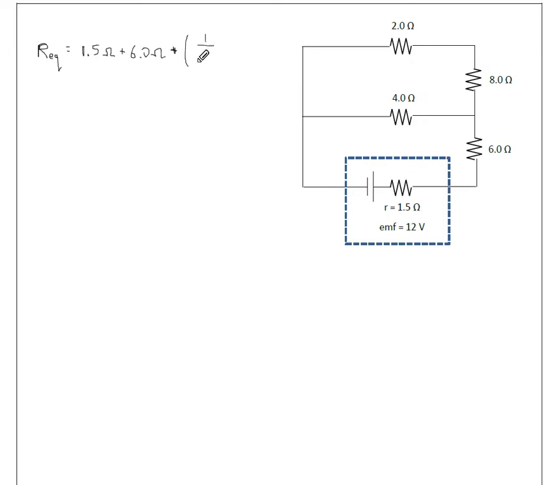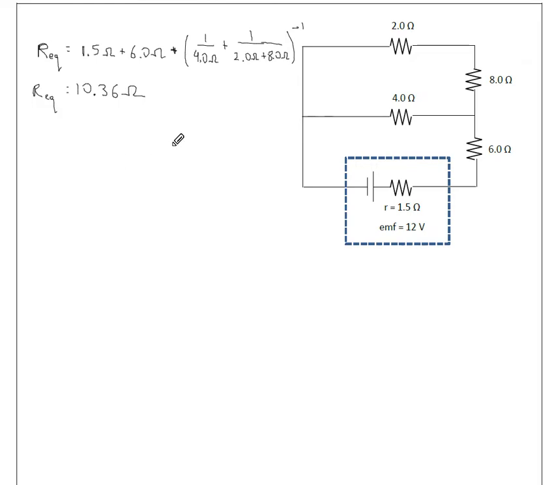So 1 over 4.0 ohms plus 1 over 2.0 ohms plus 8.0 ohms. Again, you don't have to do it all in one step. If you can, just do it. We find out our REQ is equal to 10.36 ohms. Okay, so that is the overall resistance.